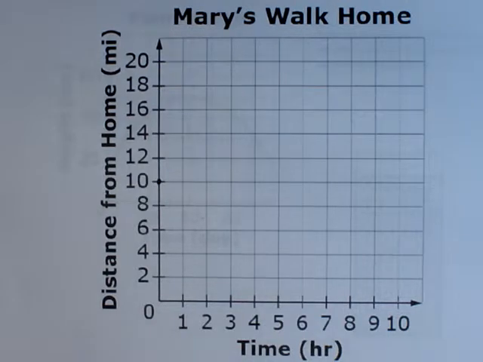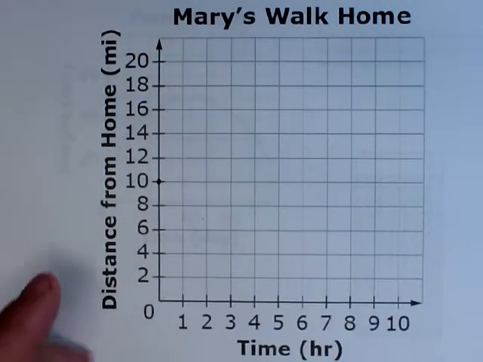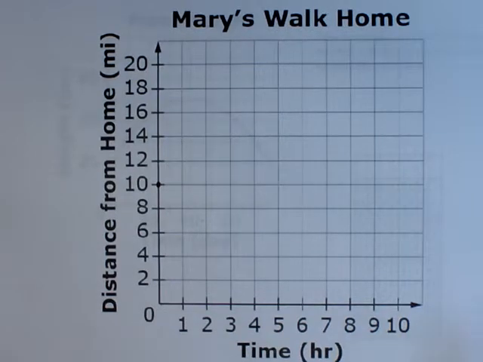Which direction, though, is she going to go? Is she going up on the graph or down on the graph? Well, it says she's walking towards home, right? And where is home? Home is down here at distance 0, right? If she's at home, then her distance from home would be 0.